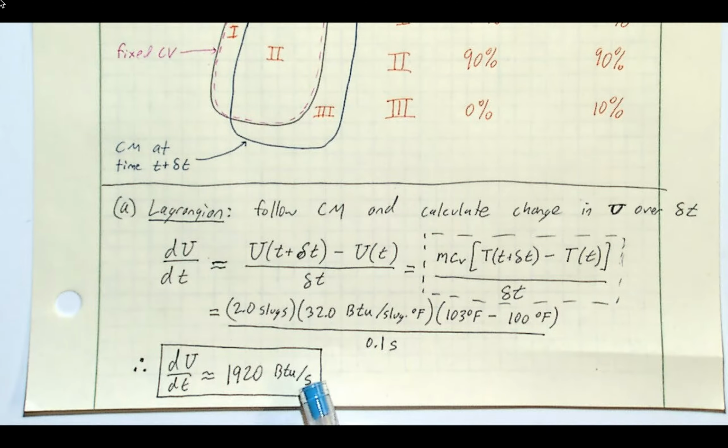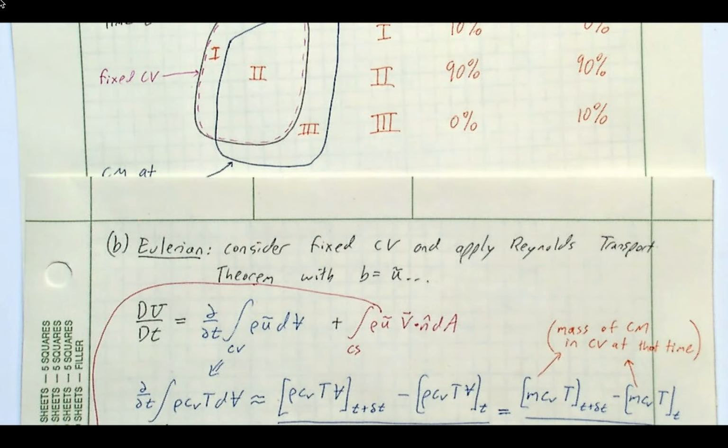Okay, the associated Eulerian approach, where here let's consider a fixed control volume, where we fix the CV, what the control mass was at time t, and apply our Reynolds transport theorem. So this is now going to be a lot more work, and we're going to get to the exact same answer, but the idea with doing this is that going forward, analyzing systems this way will be a lot easier.